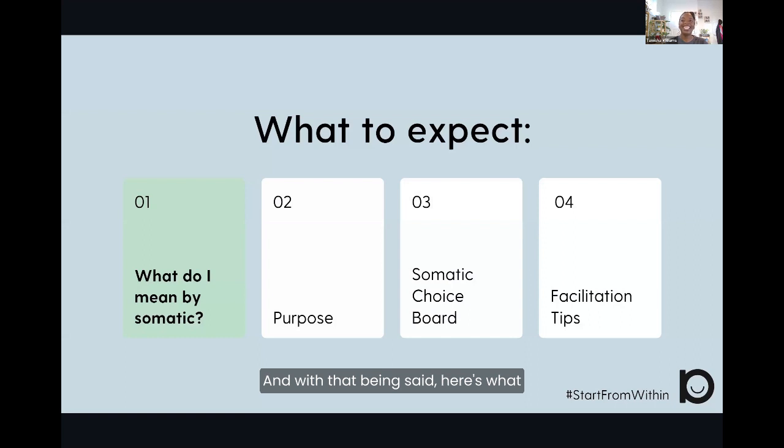And with that being said, here's what you can expect throughout today's video. First, I'm just going to share what I mean by somatic. And second, I'm going to be talking to you about the purpose of a somatic choice board. Why do we need to use it? What is it going to help us do? We're going to then explore the choice board. I'm going to be walking you through the pre-reflection and actually explaining some of the choices on the choice board in case they're unfamiliar to you. And last but not least, I will end by sharing some facilitation tips if you're interested in bringing the somatic choice board to your community. All right, let's dive in.